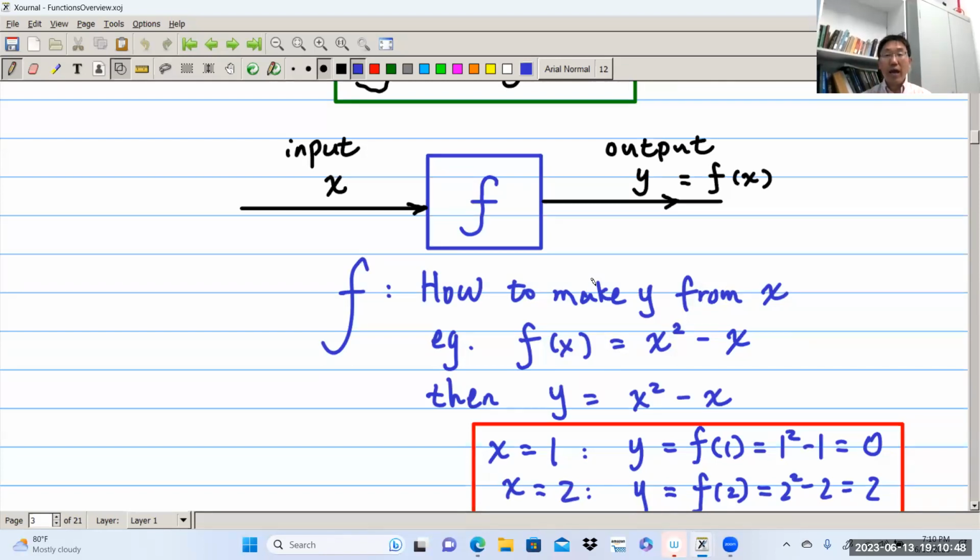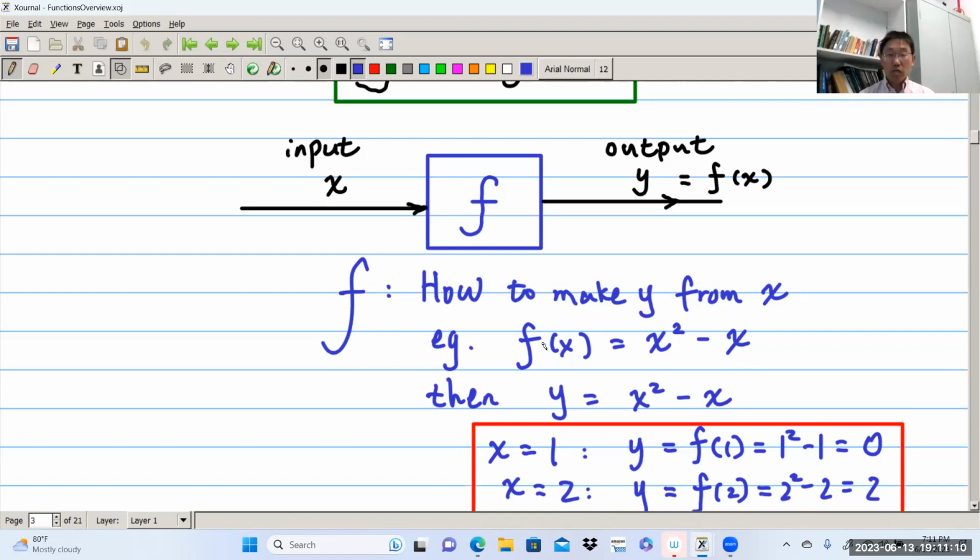Sometimes we are given the rule for this machine. So we write down F of X equals X squared minus X, for example. That means the rule now is X squared minus X. You give me an X as input, and this machine squares the X, subtracts X, and spits out the output as X squared minus X.